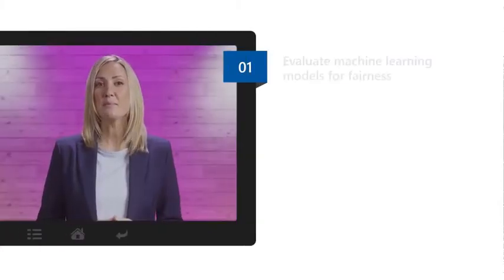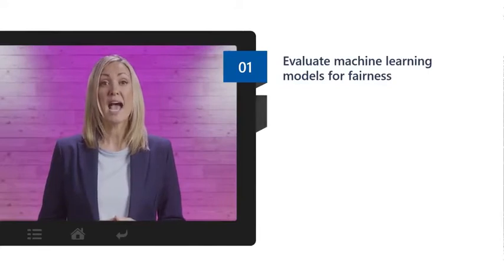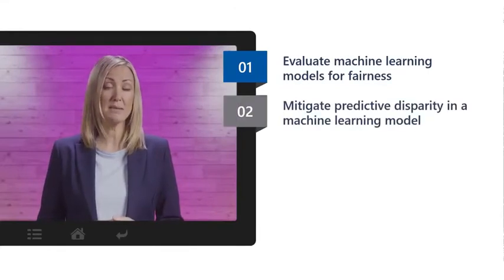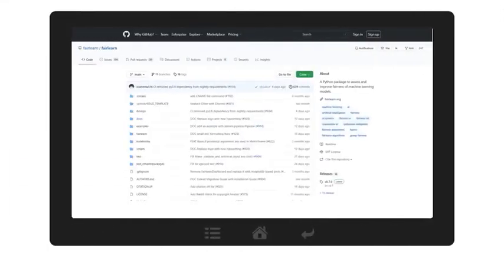In this lesson, you learned how to build and operate machine learning solutions with Azure Machine Learning. You learned how to evaluate machine learning models for fairness and mitigate predictive disparity in a machine learning model. To learn more about FairLearn, see the FairLearn documentation on GitHub. You can find a link to these resources from the additional readings at the end of this lesson.